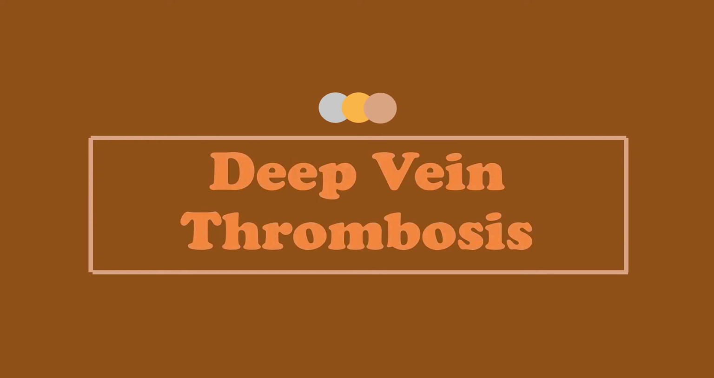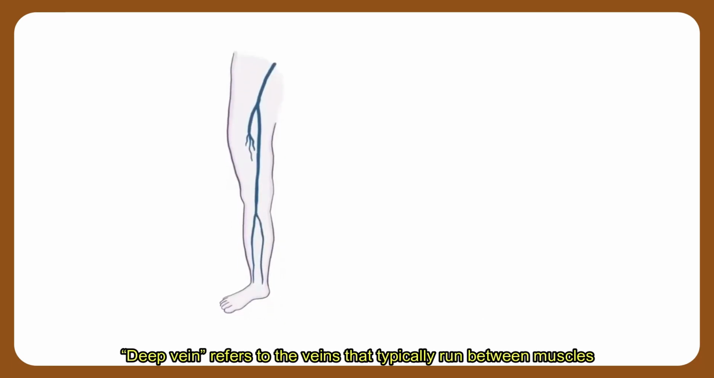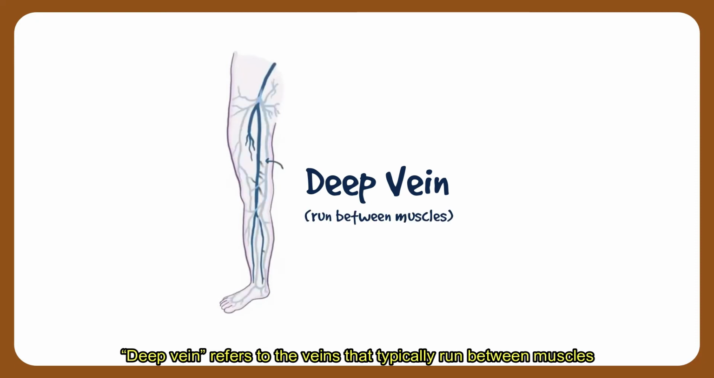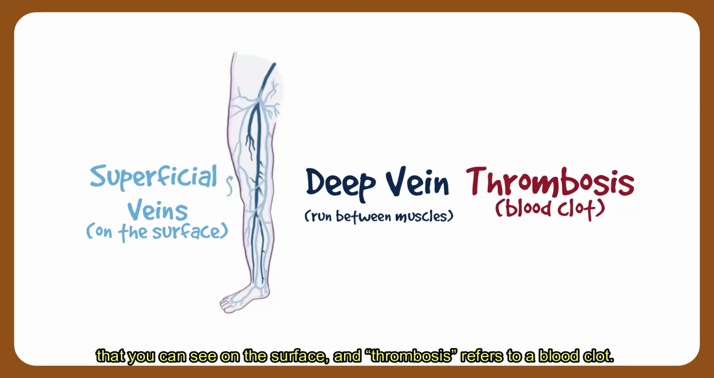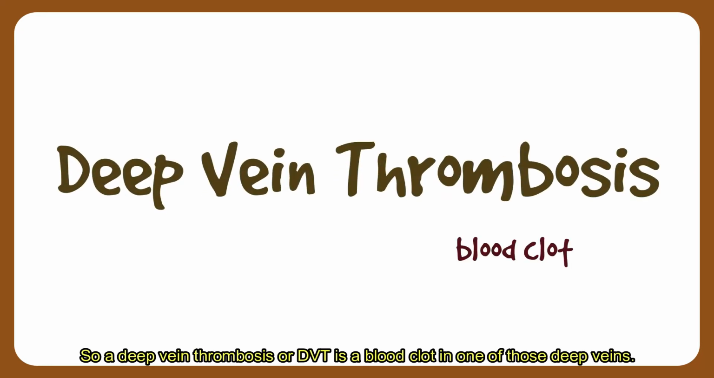Deep vein thrombosis. Deep vein refers to the veins that typically run between muscles as they travel back towards the heart, as opposed to superficial veins that you can see on the surface, and thrombosis refers to a blood clot. So a deep vein thrombosis, or DVT, is a blood clot in one of those deep veins.